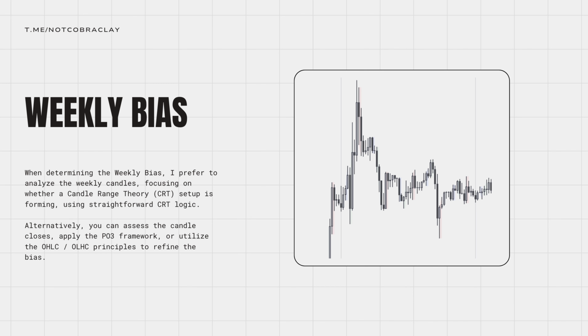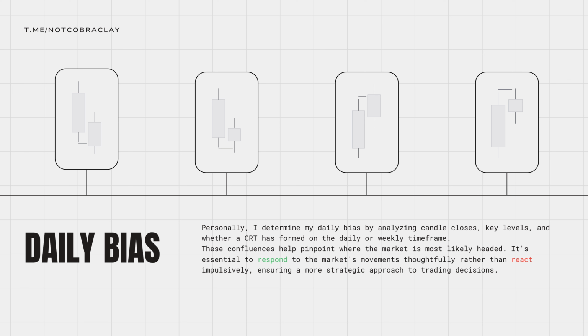Okay? For the daily bias, we come back to the candle closes. Personally, I determine my daily bias by analyzing candle closes. I just look at key levels and whether a CRT has formed on the daily or weekly. If, for instance, Monday is ranging and Friday was ranging, then I simply wait for Tuesday to grab one side of Monday or Friday.